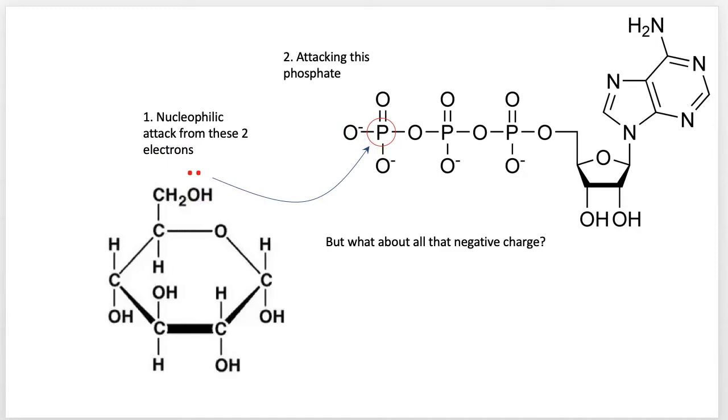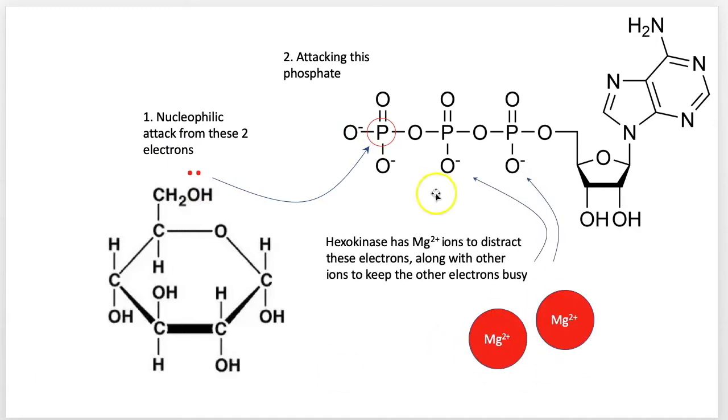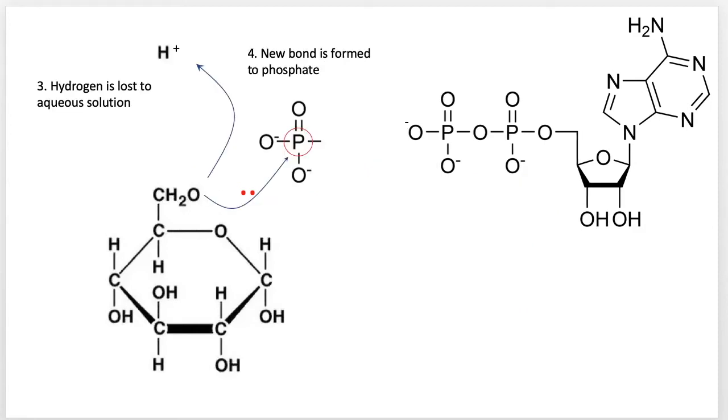So what are we going to do? Well, we're going to use some nice positive charges to pull those electrons away. We're going to pull that negative charge away. That's why the active site of hexokinase has, among other things, magnesium ions to distract those electrons and pull them apart. They pull them away and allow the nucleophilic attack to occur. And so then we're going to just reform.